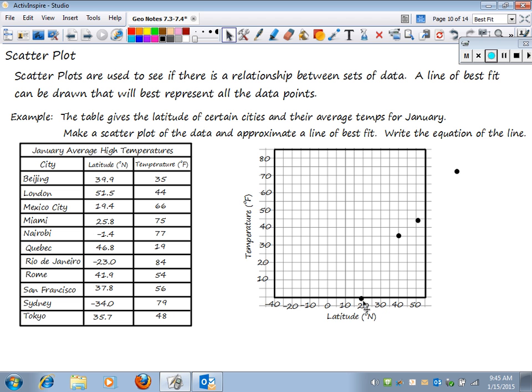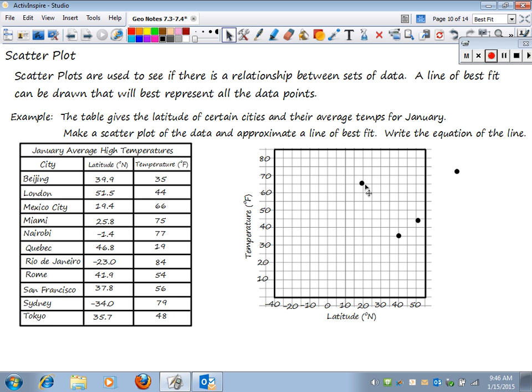Mexico City, 19.4 is the latitude. So that's just before the 20, and it's up to 66. 65, 66 is just above it. So almost at the point 20, 65. It's just a little teeny bit above that and to the left.